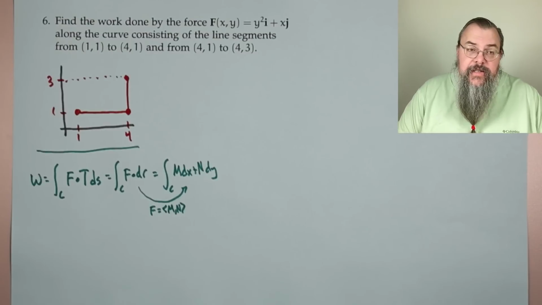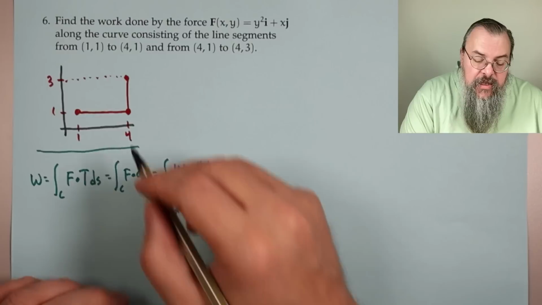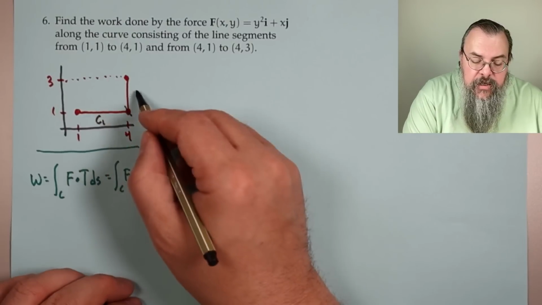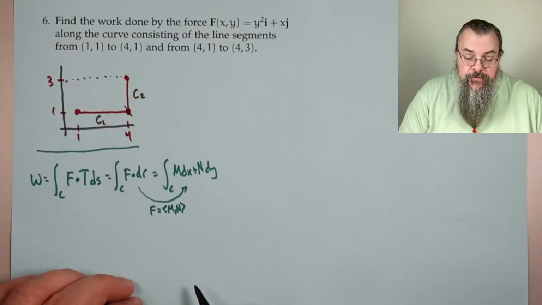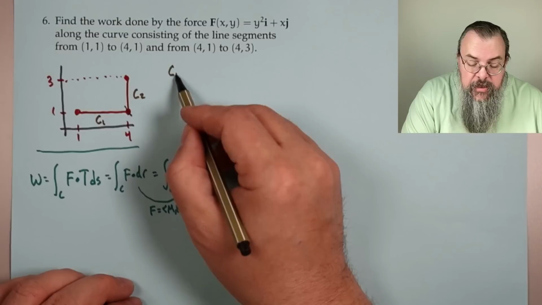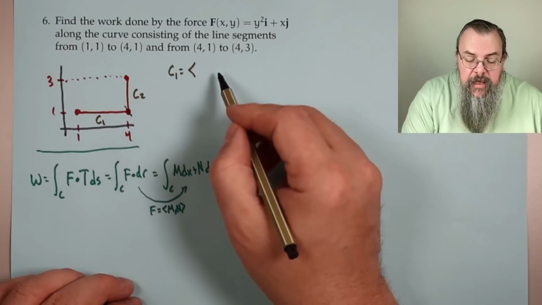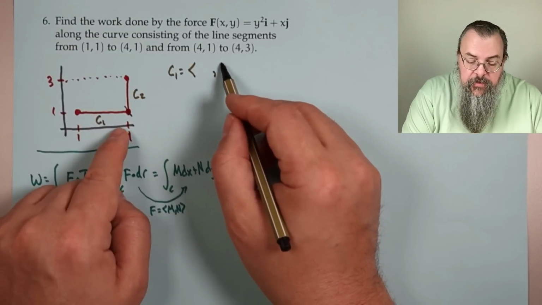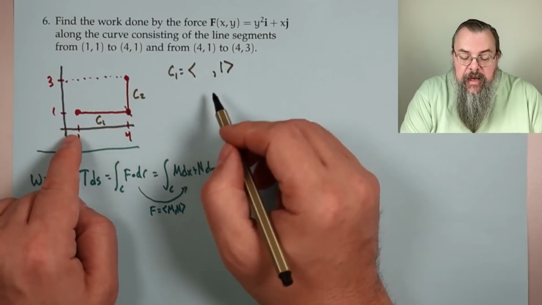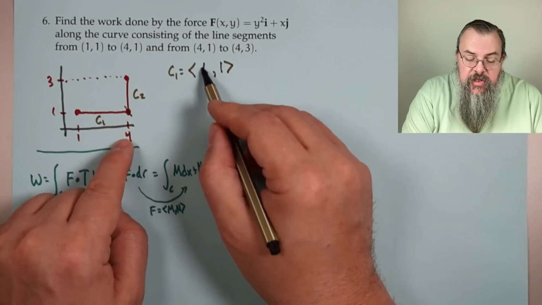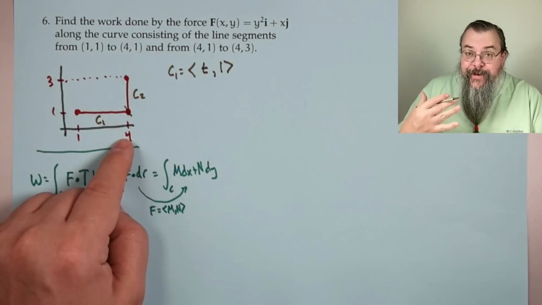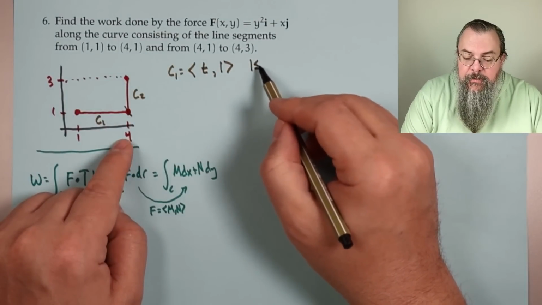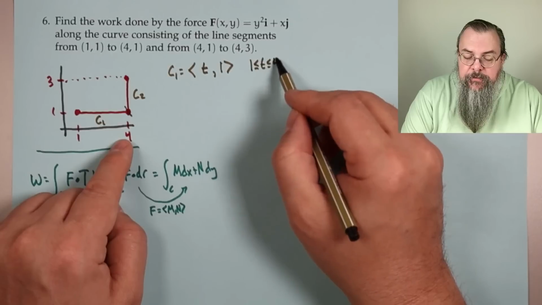So let's split our journey up, and we'll think of it as two legs. So we have curve 1 and curve 2. Now curve 1, when we look at it, we say, hey, look at this y component. It's always a 1. So that makes it easy. And then the x component varies, so we'll have t. And we're allowed to pick our variation, so that's why I put t here. And I'll say that t goes from 1 up to 4.